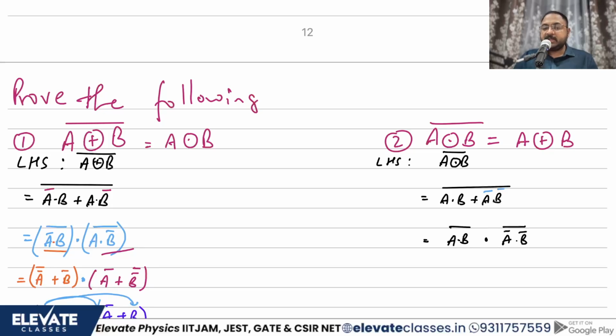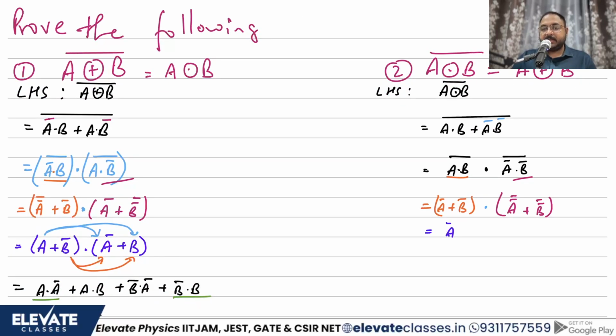Now I can use De Morgan's twice. If I use it in the first product, what will I have? A bar plus B bar. In the second product, I'll have A bar bar plus B bar bar. Right? And what is in between? The dot in between remains as it is. Finally, in the next step, I can write this as A bar plus B bar dot, what can I write this as? A plus B. A bar plus B bar dot A plus B.